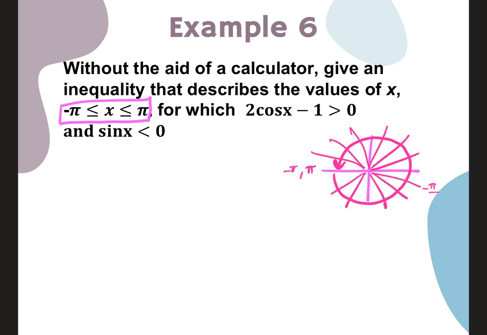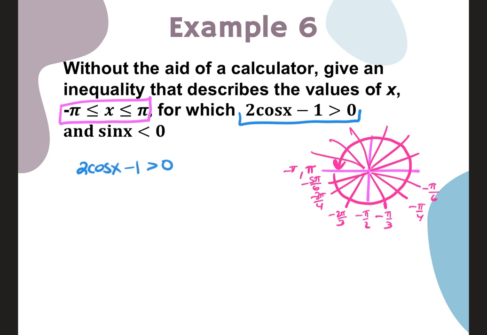So it'd be negative pi over 6, negative pi over 4, negative pi over 3, negative pi over 2, negative 2 pi over 3, negative 3 pi over 4, and oh, I missed one, sorry, and negative 5 pi over 6. And then it goes to negative pi. So I want to figure out where 2 cosine of x minus 1 would equal 0. So 2 cosine of x minus 1 is greater than 0. It means 2 cosine of x is greater than 1, and cosine of x is greater than 1/2.